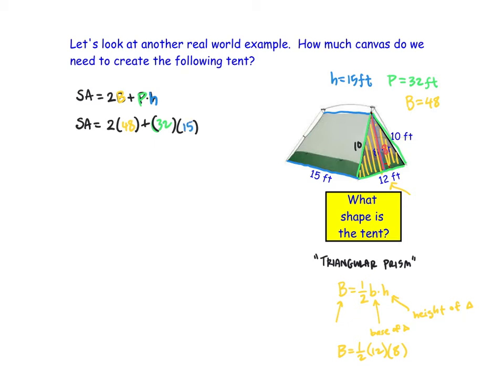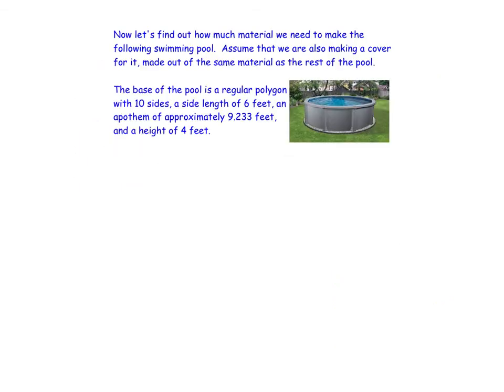So using my calculator, I see that the surface area ends up being 96 plus 32 times 15, which is 480. I add those two values together, and I get 576 square feet of material. All right, let's continue. Let's look at another example here.